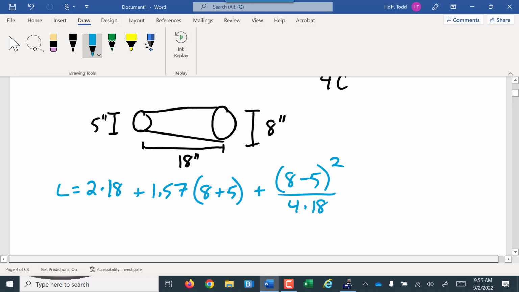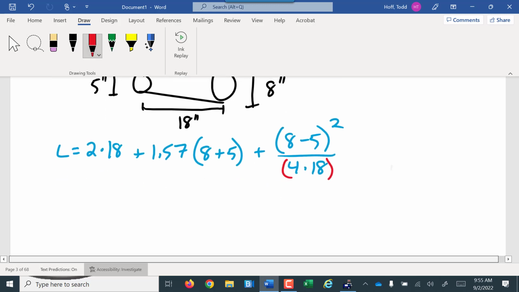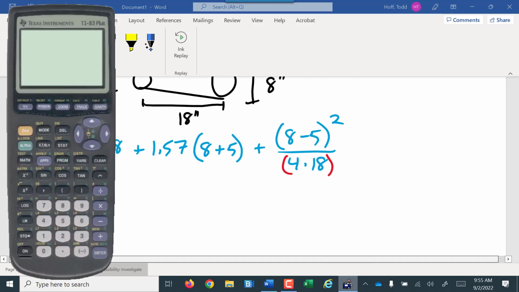So when you enter this in the calculator, most of this can be entered exactly like it is. But one little change right at the end, you have to put parentheses around that. So when we enter this in, 2 times 18 is that first part, plus 1.57.